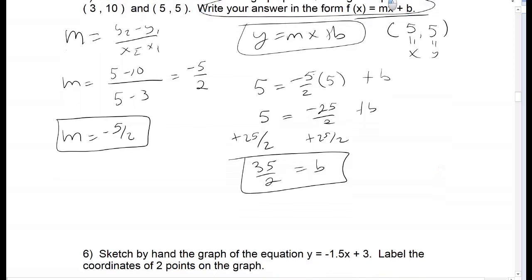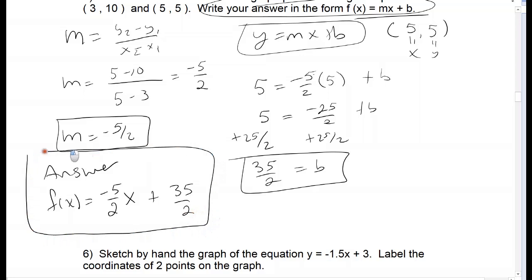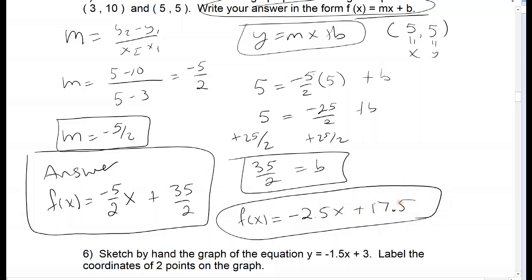Now my final thing is to write the answer in the form f of x equals mx plus b. And so the answer is f of x equals m, which is negative 5 halves, x plus b, which came out 35 over 2. You could do the decimal version of that. So 35 over 2 is 17 and a half. Negative 5 halves would be negative 2 and a half. So if you prefer the decimal version, this one you could, because they're nice decimals. Negative 2.5x plus 17.5 would also be a fine solution. Alright, where we don't want to use decimals is whenever we get something like a third and it doesn't come out really nice. We don't want to round those.